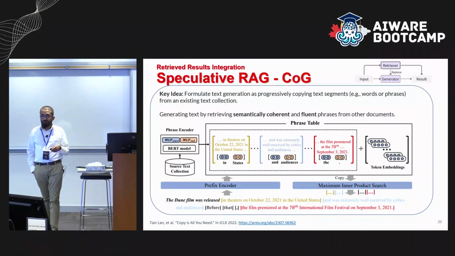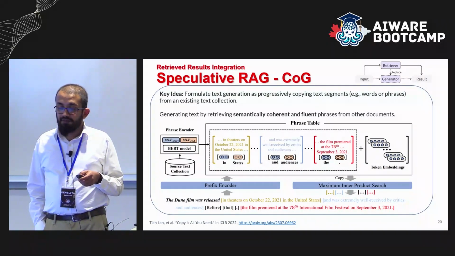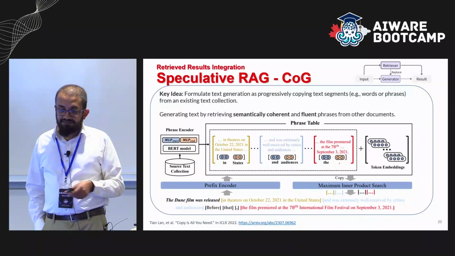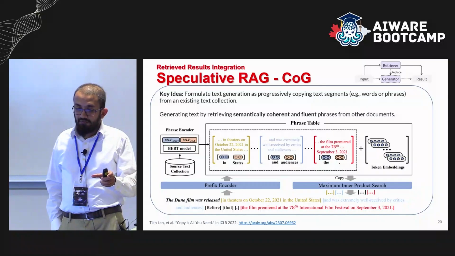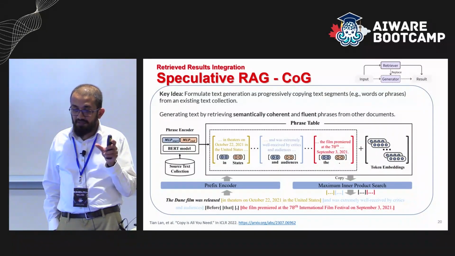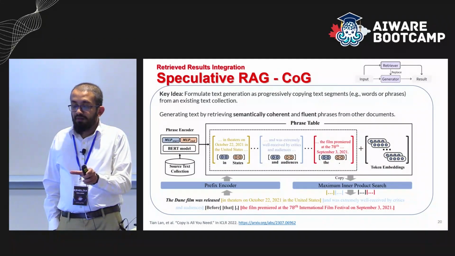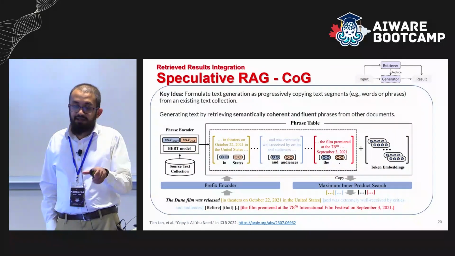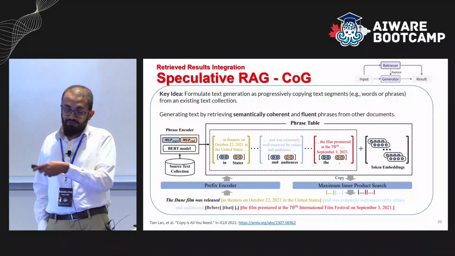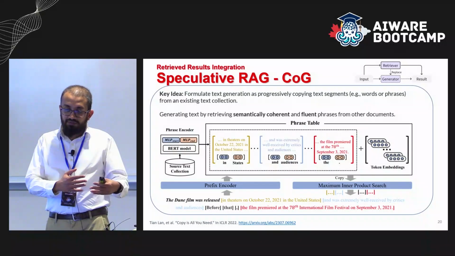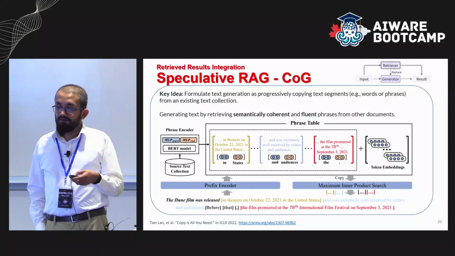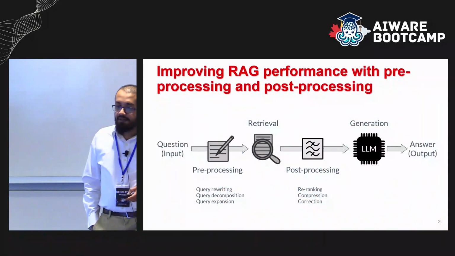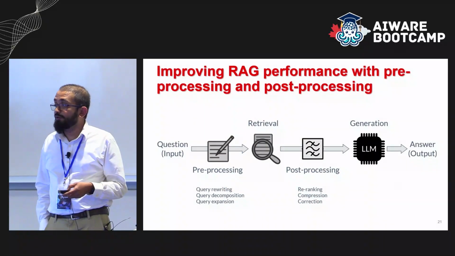So for speculative RAG, the example is coming from the Copy is All You Need paper. Think of it as like copy paste. Here, when the model predicted the sentence part, the Dune film was released, the retrieval completed the rest of the sentence with sections like when it is appearing in the theaters. So it is working together with the generation to complete the sentence. That is why it's slightly different from the output layer integration. And that is about the retrieval. Now let's go into a little bit of detail about pre-processing.